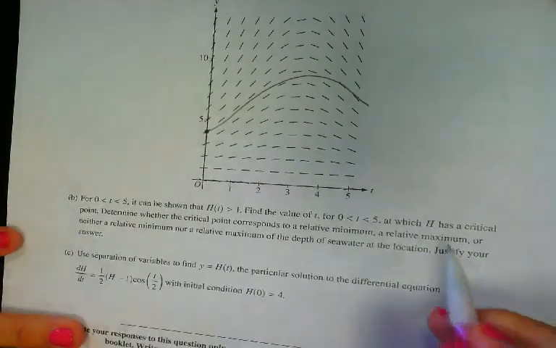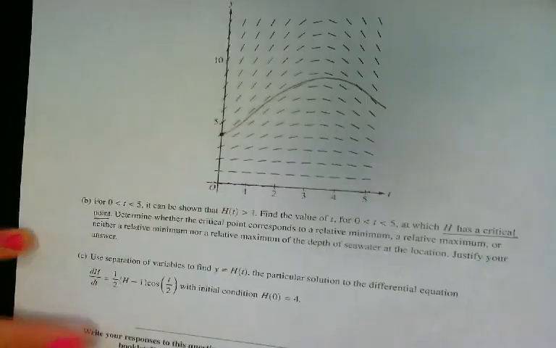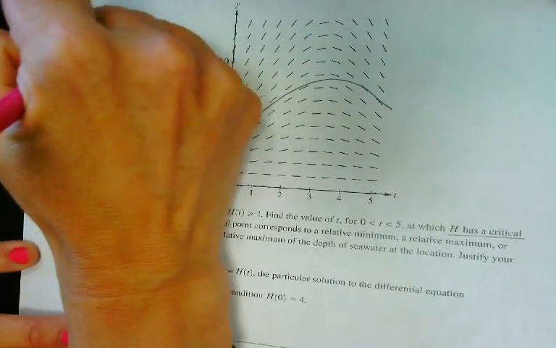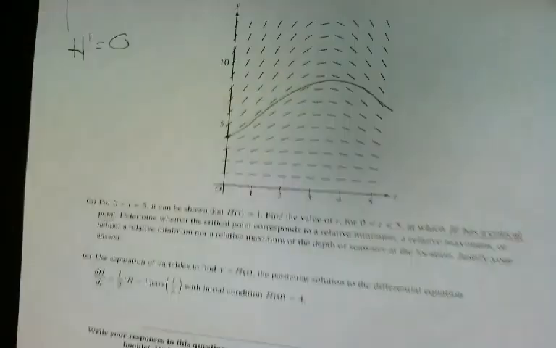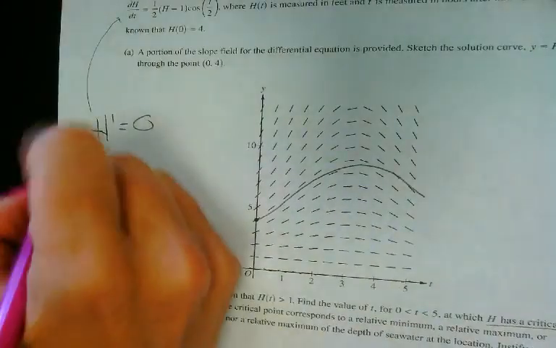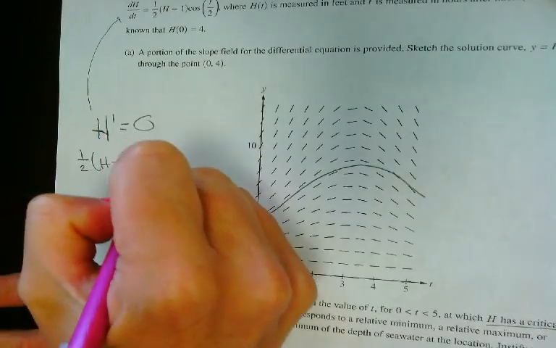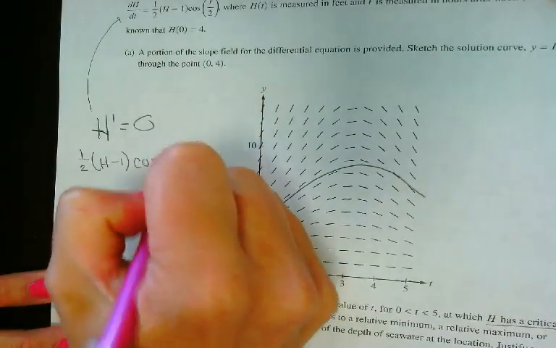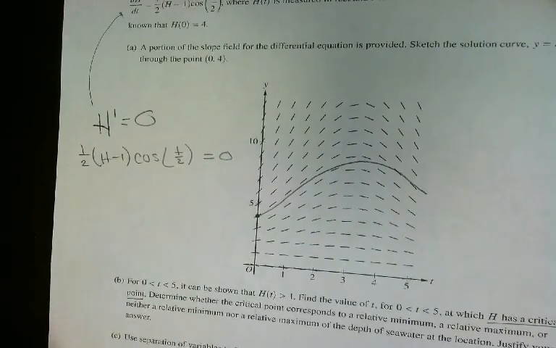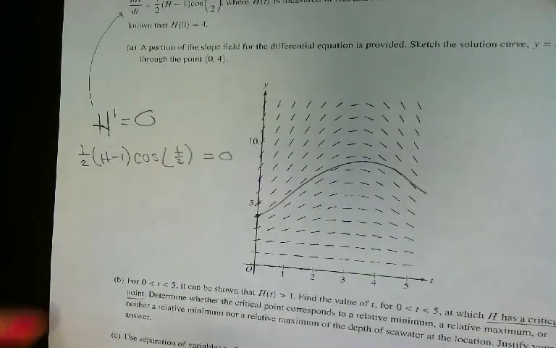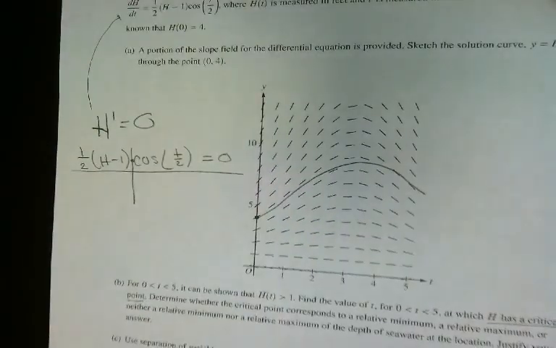Part B. It says h has a critical point. So to find a critical point, you're setting your derivative equal to 0. Okay? And again, this is my derivative up here. I'm setting that function equal to 0. So (1/2 h minus 1) times cosine of t over 2 has to equal 0. Which seemed a little intimidating at first, but it's basically something times something. So it's already 2 factors. It's this times this. So I'm kind of just teeing up each side.